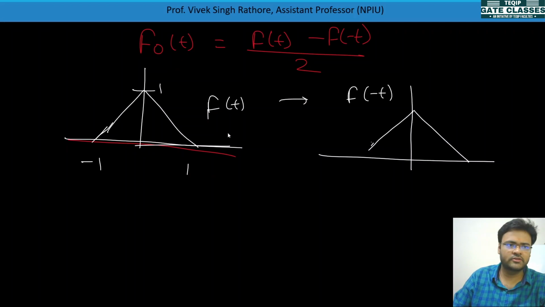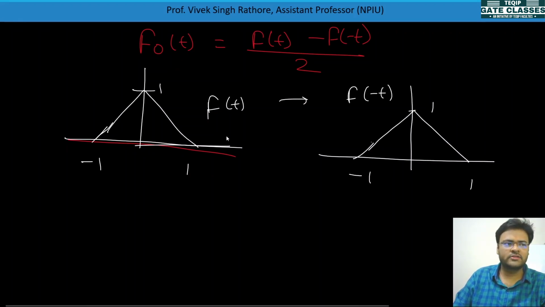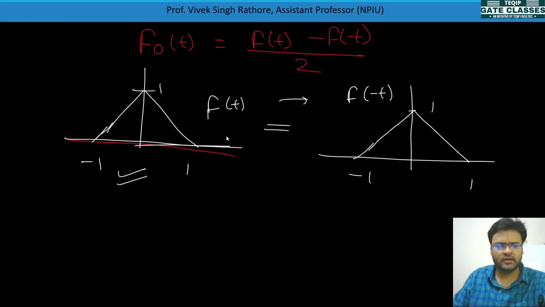So this will be like this only, and here again it will come like this only. So you can see f of t equals f of minus t. So this signal is called an even signal. And see, we'll take another example.